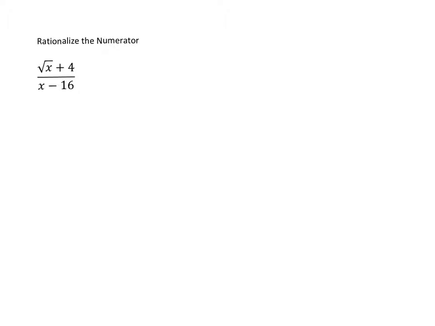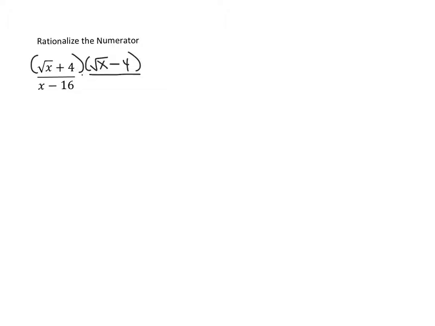So in order to rationalize, we need to use the conjugate. What we can do is multiply that numerator by its conjugate, which happens to be the square root of x minus 4. Remember, the conjugate is the exact same term with a different sign. So we want to multiply those together.